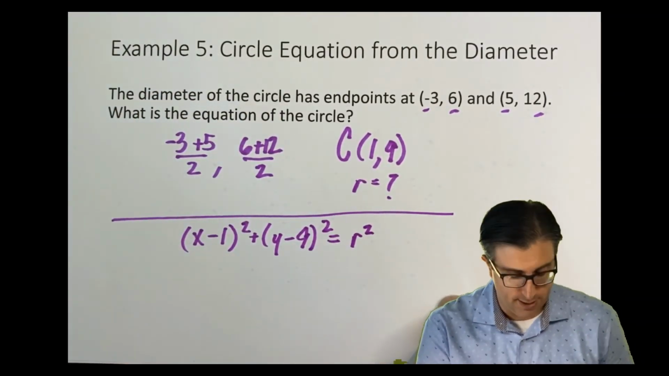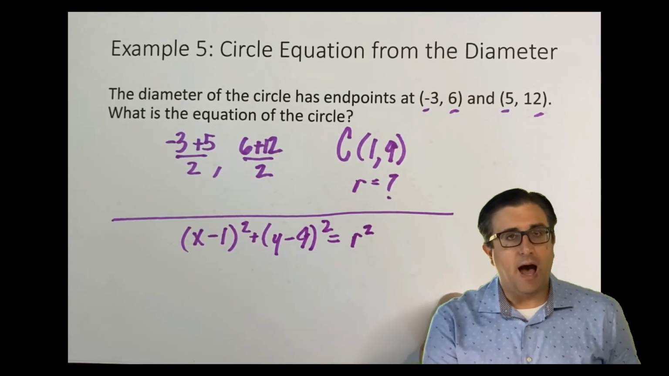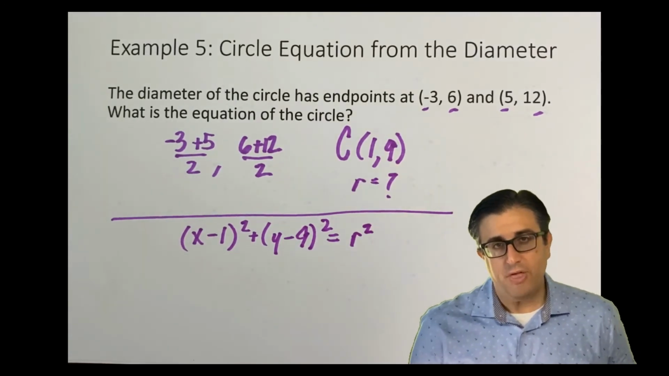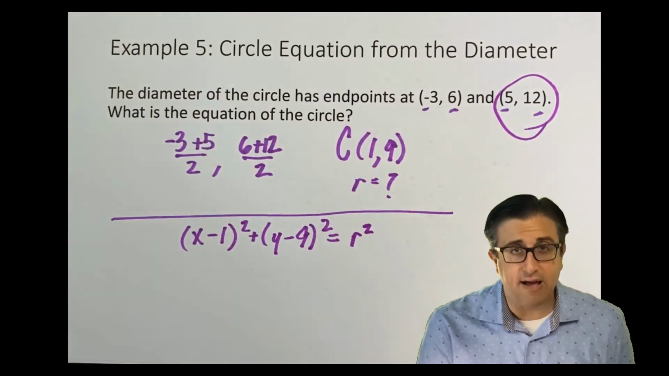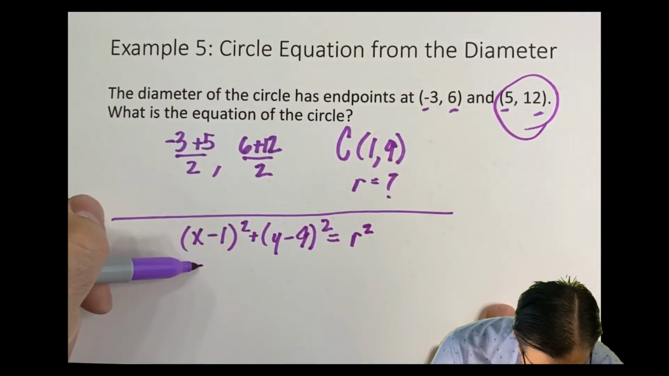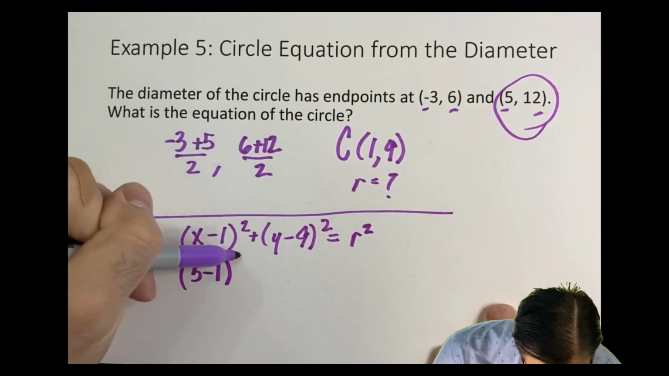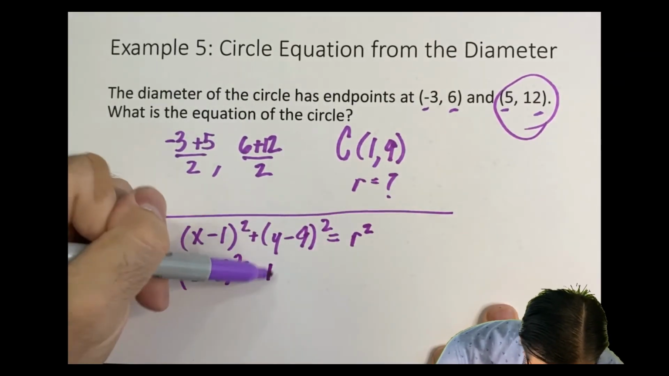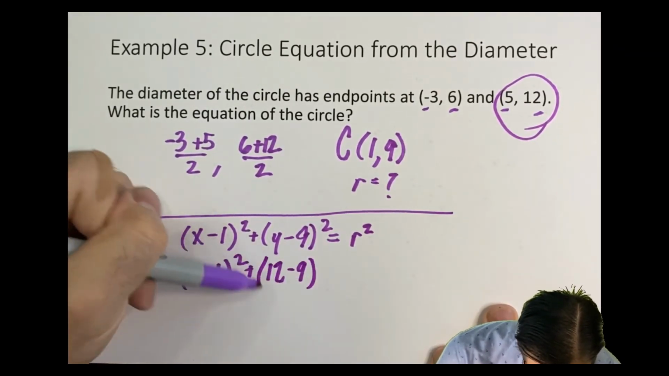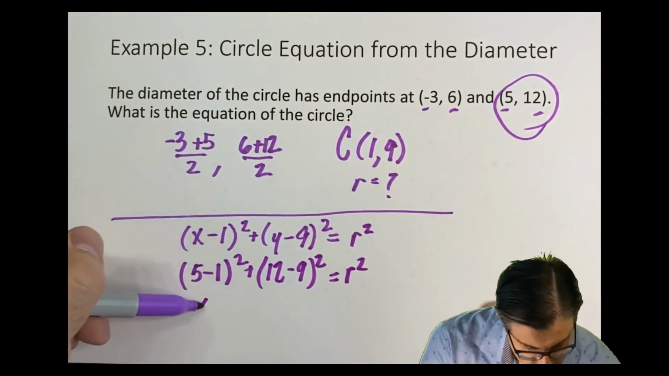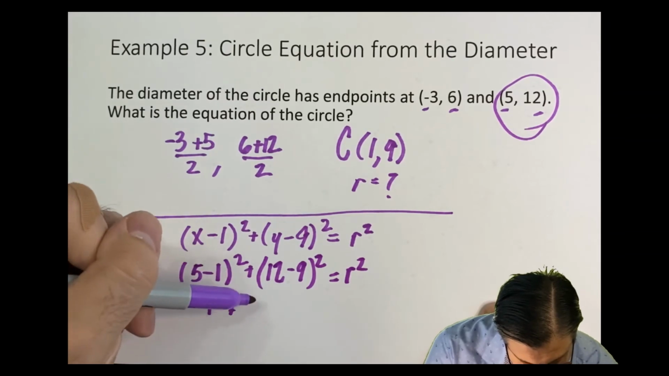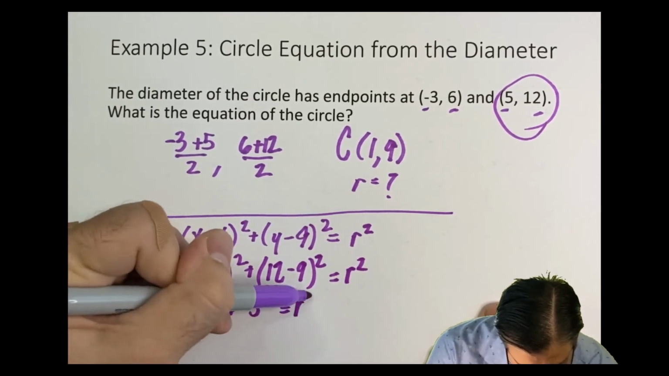I don't know what the radius is. Now I have options here. I know 2 points that are on the circumference of the circle. I only need one. I'm going to pick the one that does not have any negatives. So I'm going to plug it in. (5 - 1) squared plus (12 - 9) squared, and that equals r squared. 5 minus 1 is 4 squared. 12 minus 9 is 3 squared, and that equals r squared.